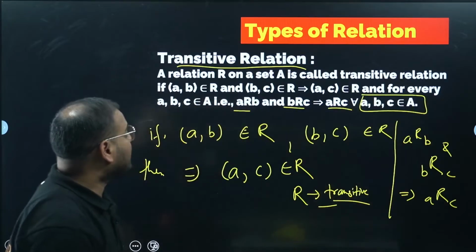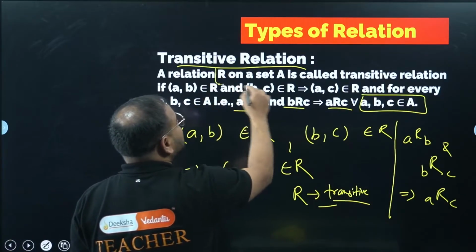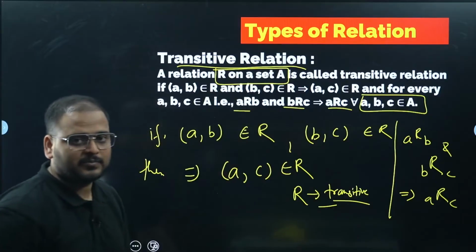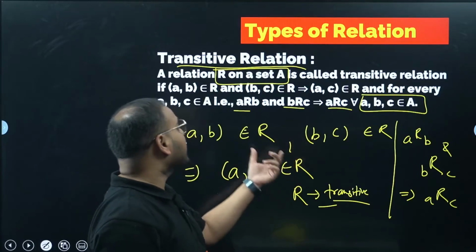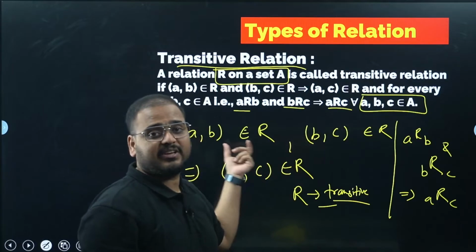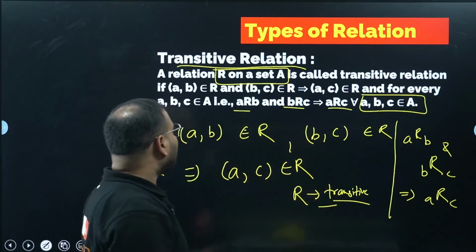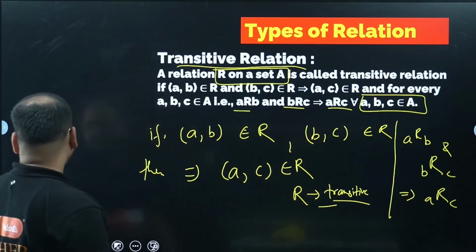Why set A? Because the relation is written on which set, sir? On set A. The relation is written on set A, but these are elements of the relation: A comma B, B comma C and A comma C. I hope this is clear.